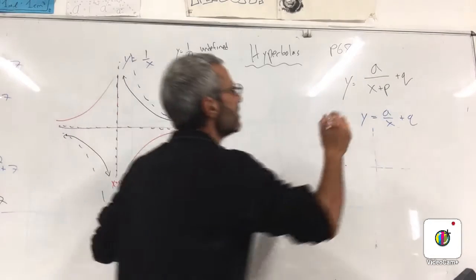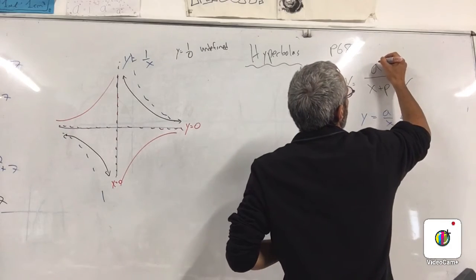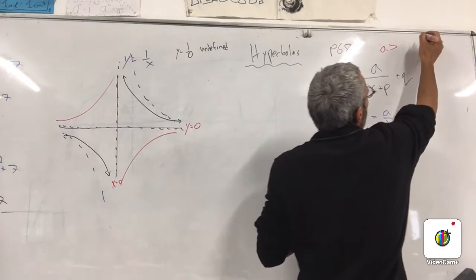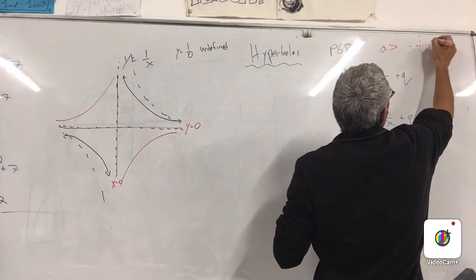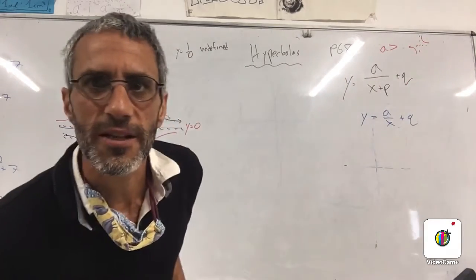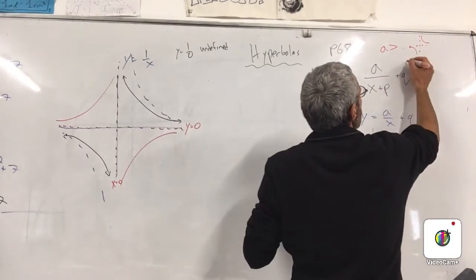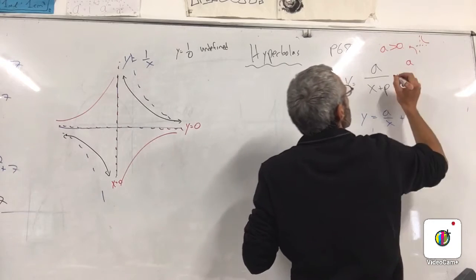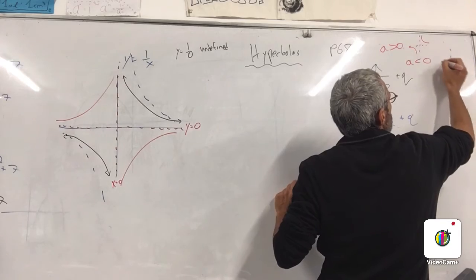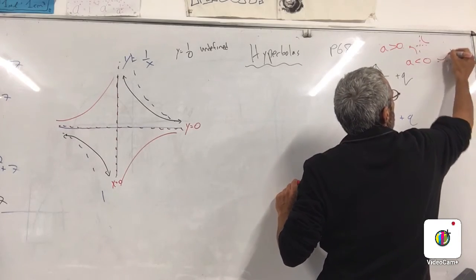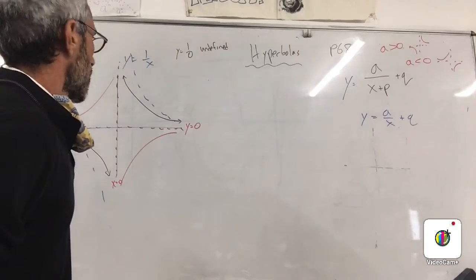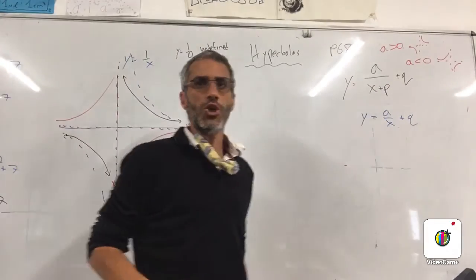So let's write it down like this. If a is positive, what I'm going to get is a graph that looks like this. I don't know if you can see it there. If a is negative, that is, a is smaller than 0, these guys get flipped. Right. What about q? What does the q do?